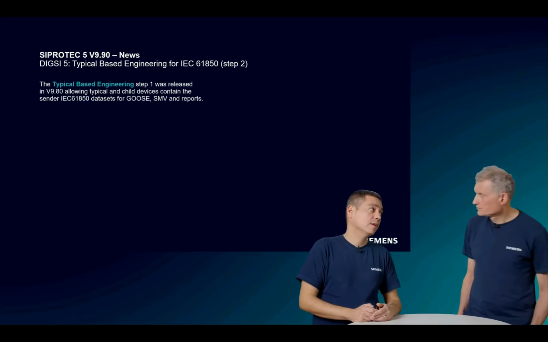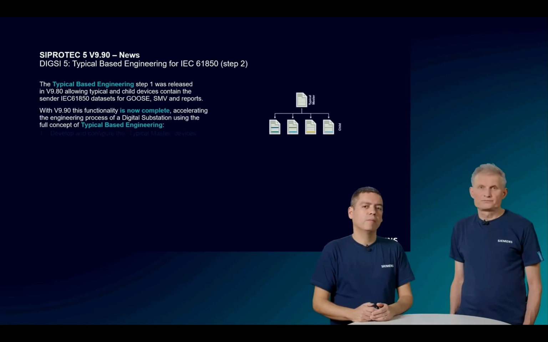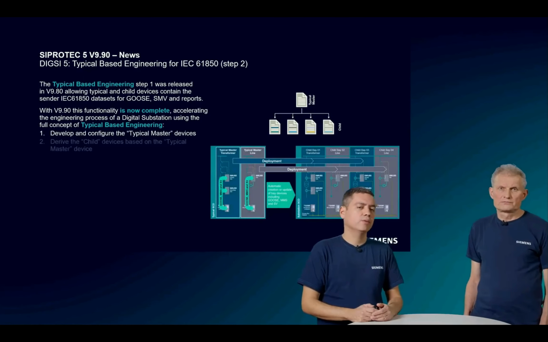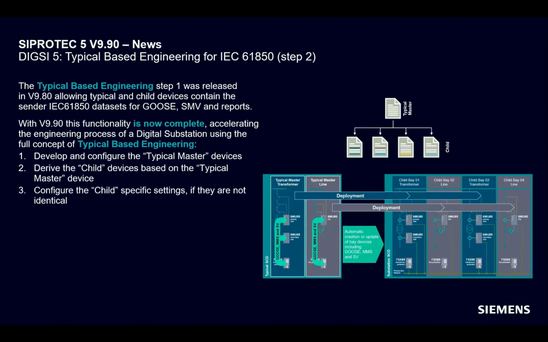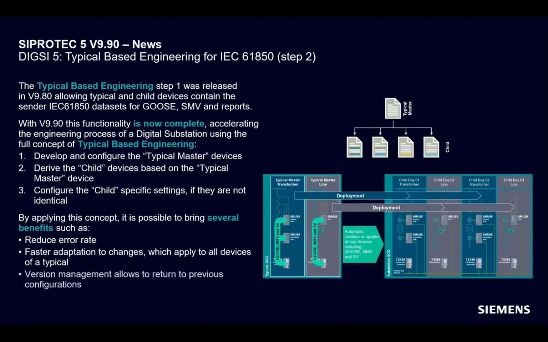Talking about DIGSI 5, we have the typical basic engineering for IEC 61850 Step 2. Now in version 9.90, we have a big step for this, but going to the past, in version 9.80, the first step of the typical basic engineering was released, allowing typical and child devices containing only the sender IEC 61850 datasets for GOOSEs, SMVs, and reports.